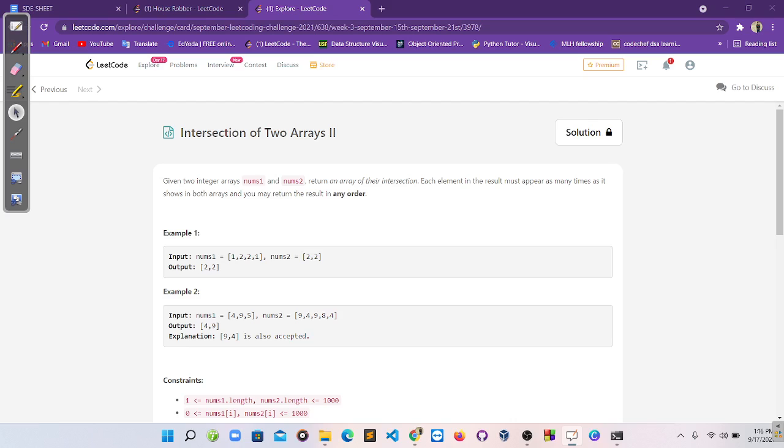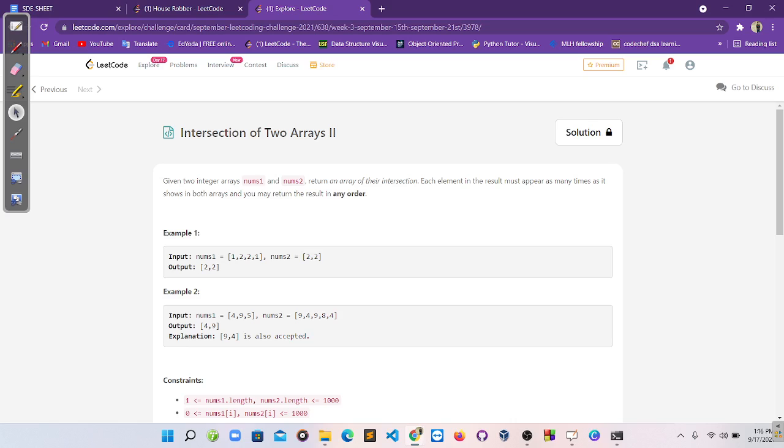So today's problem is Intersection of Two Arrays II, and this is an easy problem. Let's understand it. We are given two arrays, nums1 and nums2, and we have to return the intersection of these two arrays, and we can return the answer in any order.